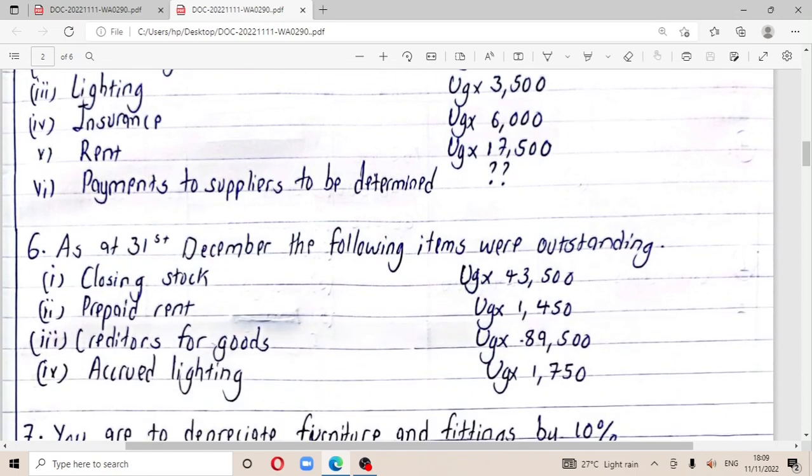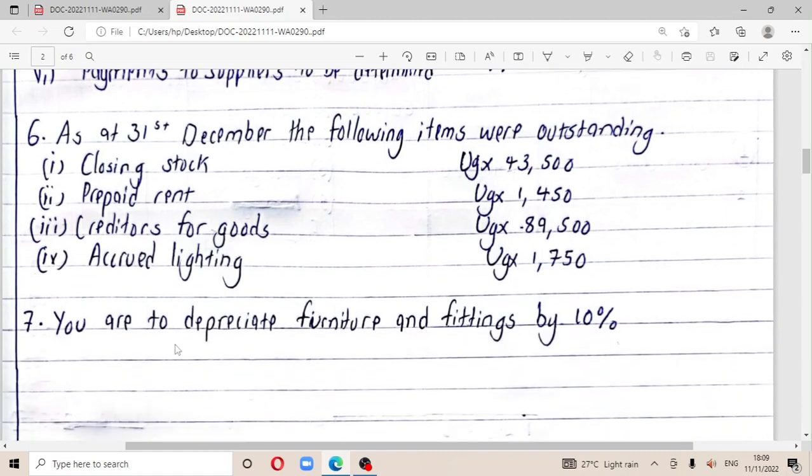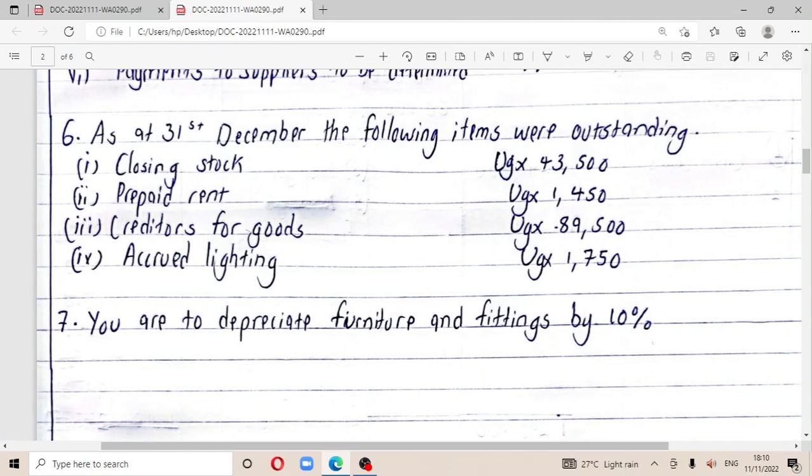And also, as of 31st December, the following items were outstanding: the closing stock, prepaid rent, creditors for goods, then accrued lighting. Then you are to depreciate the furniture and fittings by 10%. So to do this example here, make sure you have watched the previous videos that I made on single entries. You'll be best fit to attempt this question.